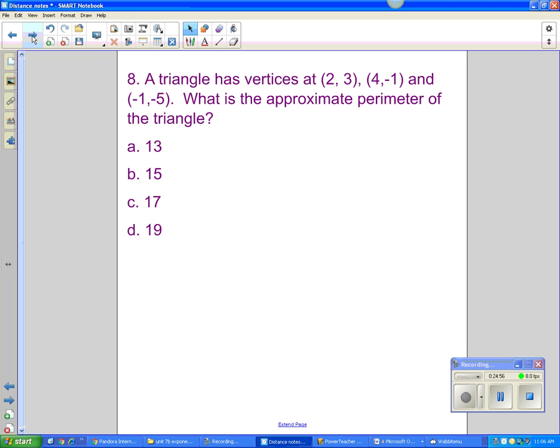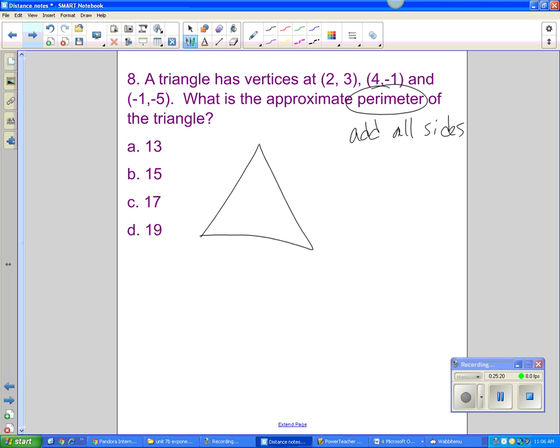Last one, number 8. A triangle has vertices at 2, 3, 4, -1, and -1, -5. What's the approximate perimeter of the triangle? Levi, what should I do first? Yes, thank you, Levi. Zach, what does perimeter mean? Thank you, Zach. Rebecca, what kind of shape do we have on this one? Very good. So how many sides are we going to have to add, Rebecca? Very good. Stephanie, what are my points? 2, 3. 4, -1. -1. Thank you. And Neve, what would I type in my calculator for the bottom one?